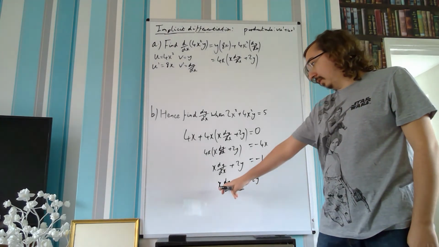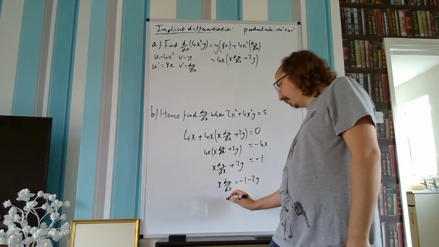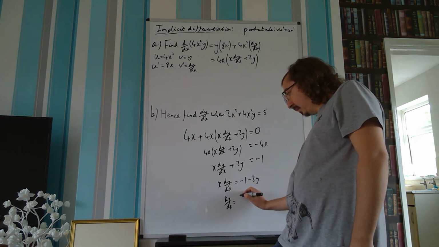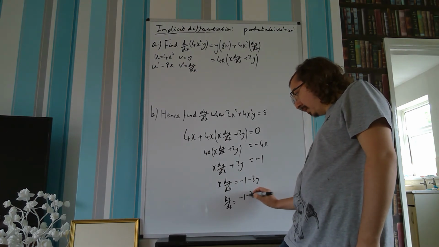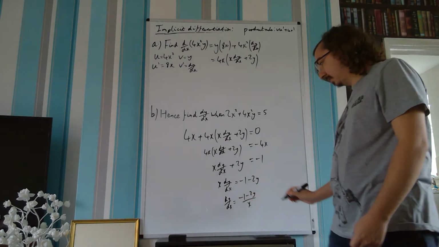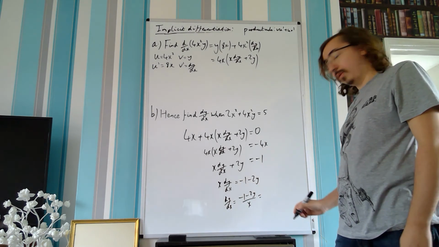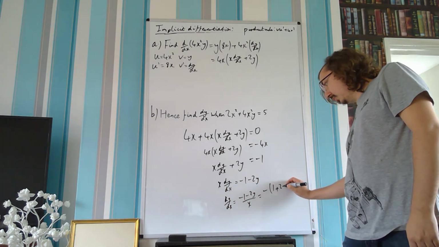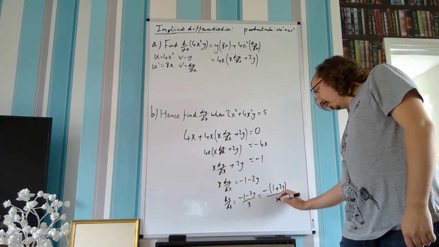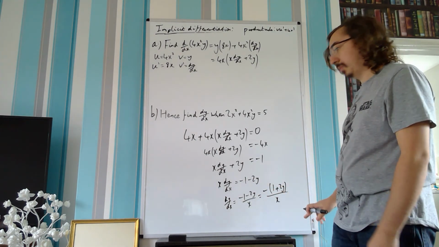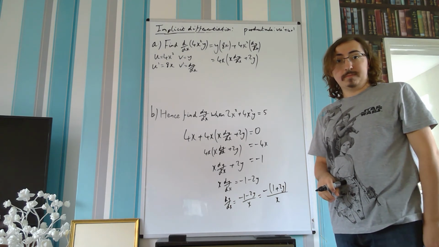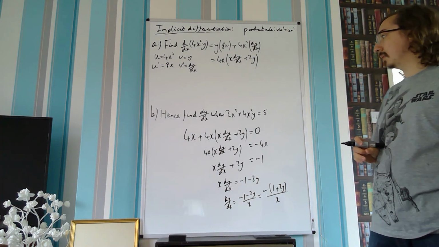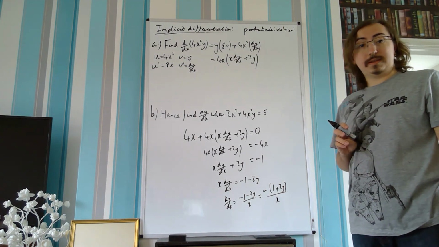And finally, then we just need to divide by that final x. So dy by dx is equal to minus 1 minus 2y all over x. Or if you want to take out the minus as a common factor, minus 1 plus 2y all over x. Either of those would be perfectly fine as your final answer. And that's what we get for dy by dx when 2x squared plus 4x squared y is equal to 5.